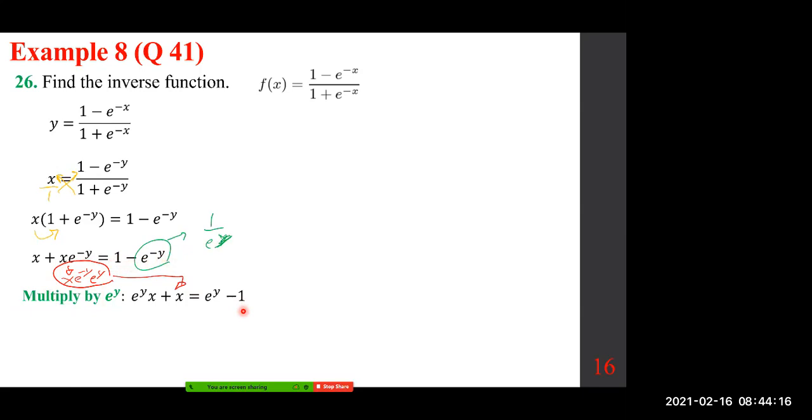On the left side, we can combine the e to the power of y by bringing this to the left side, and then on the left side, we can factor out e to the power of y. Okay, so we did that. So e to the power of y is the right over the left.